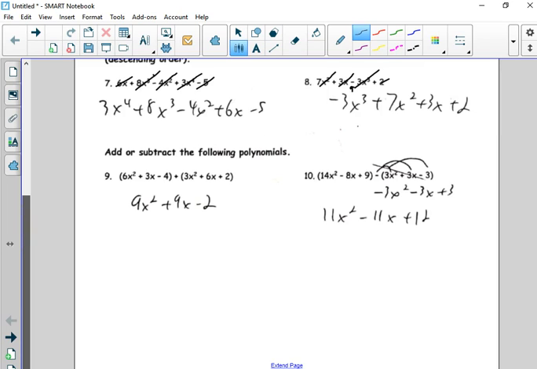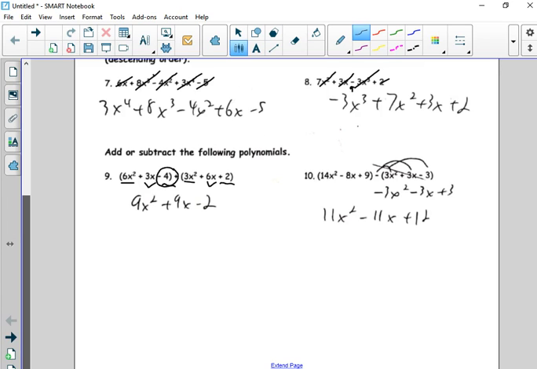All right, number 9. These parentheses are really kind of worthless. They mean nothing because it's an addition problem. They don't need to be there. We can erase them and do the same thing. I do suggest you do some kind of grouping mechanism, something to remind you which ones go together, then start putting them together. 9x squared, 9x, negative 2. Negative 2 is a negative 4 plus 2.